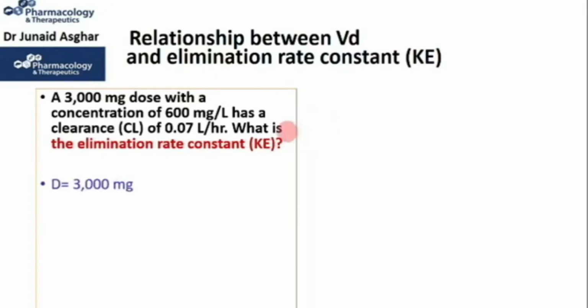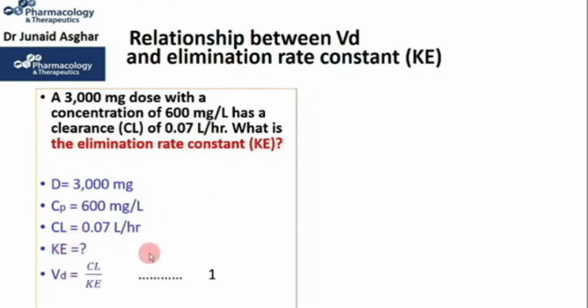So here D is equal to 3000 milligram. Cp, the plasma concentration of the drug mentioned here, is 600 milligram per liter, while the clearance is 0.07 liter per hour. And we are asked to determine the elimination rate constant, or Ke. So here is another formula which relates Vd to the elimination rate constant and clearance of the drug. Let's call it equation 1.